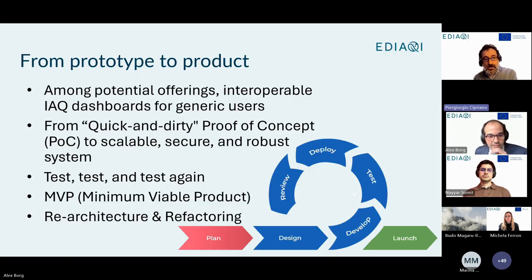Okay, among the potential offerings emerging from this work is the development of interoperable indoor air quality dashboards that have to be accessible to non-specialist users. Moving forward, this means evolving what began as a quick and dirty proof of concept into a scalable, secure, and robust system. A transition that demands rigorous and repeated testing at every stage. This path runs through a well-defined minimum viable product, built lean but built right, followed by deliberate re-architecture and refactoring to ensure the platform can support long-term growth. Of course, this also means to further refine and reshape the implementation, considering the indoor air quality market.